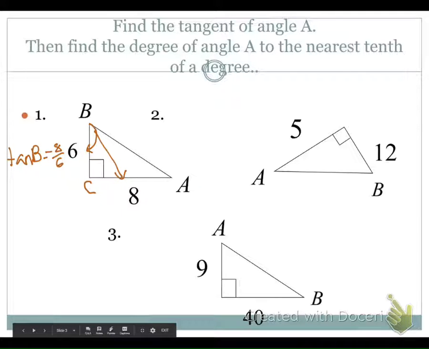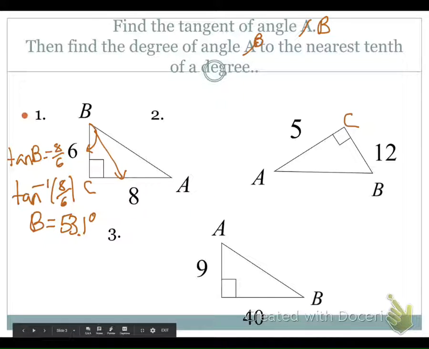So how do we know to use the B? So now we're finding B. So when we put this in our calculator, you have tan inverse of 8 over 6. So B equals what value? 53.1. Okay.